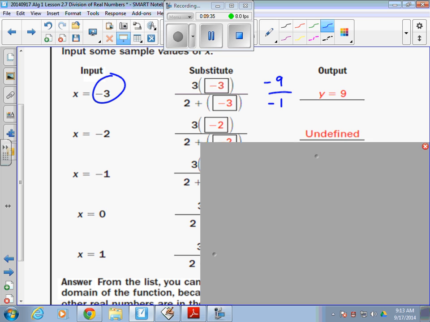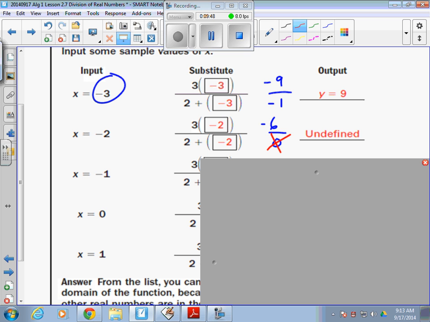When you plug in the values negative 2, 3 times negative 2 is negative 6. And 2 plus a negative 2 is the same thing as 2 minus 2. You get 0. That's why it's undefined. Again, this is the value that it can't be. It can't be negative 2.